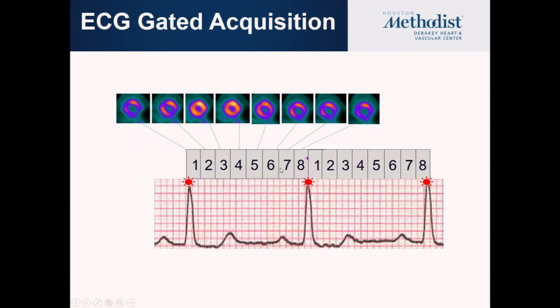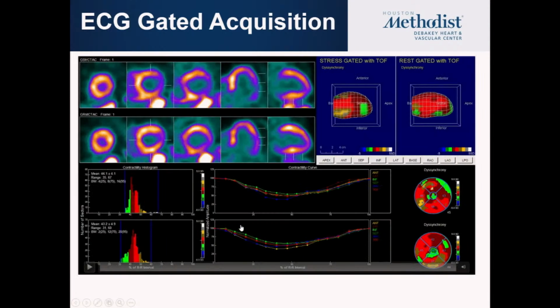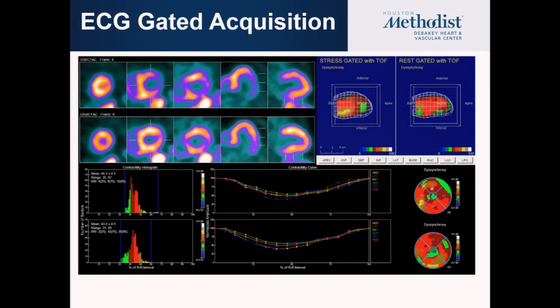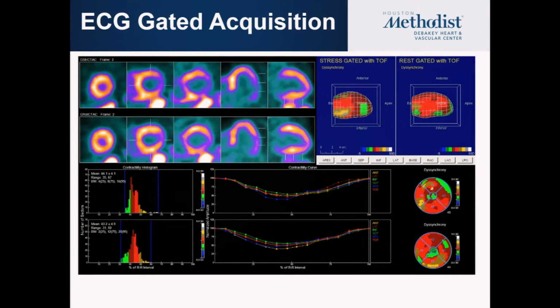We are using here 16 bins, but for simplicity I put here 8 bins. So if it happens at this time, the data will come to this bin. If it happens early on in relation to the RR, the computer will put the data in different bins. So this is how the gated information will look like. Each data will be put in a different bin depending on where the data is coming in relation to the QRS.